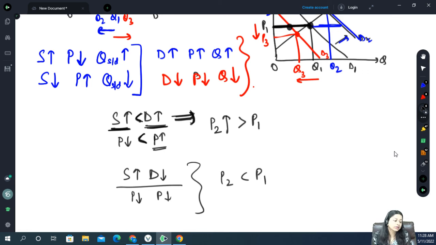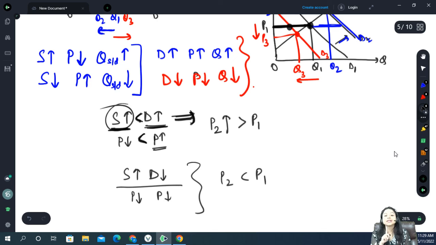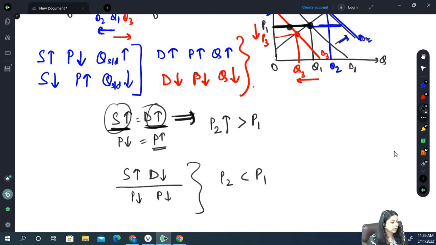Why will it remain the same, Avni? It will not remain the same. It will only remain the same if the upward shift in the supply is equal to the upward shift in the demand. In that case only, the price will remain the same. Clear? Okay, no problem. Very good. Is this concept clear?